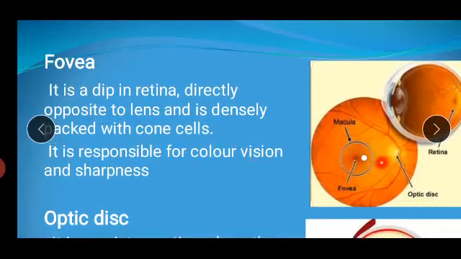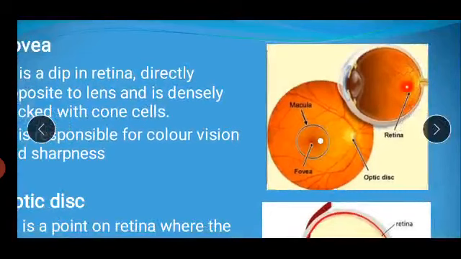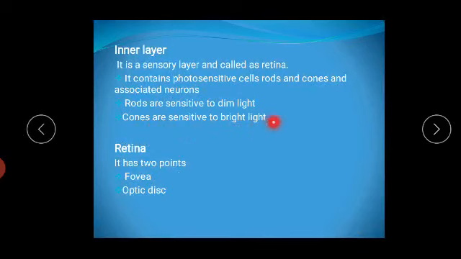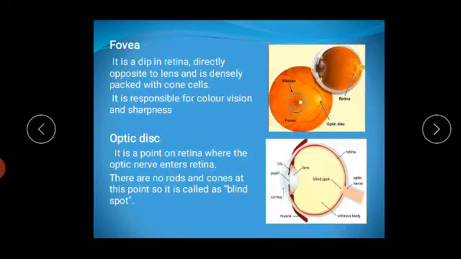Here is a dip, you can see from this diagram. Here is a dip in the retina and it is directly opposite to the lens. This dip is called the fovea. And here a large number of cone cells are present. That is why it is responsible for color vision and sharpness. You know, cone cells are sensitive to bright light and at this point they are densely packed.